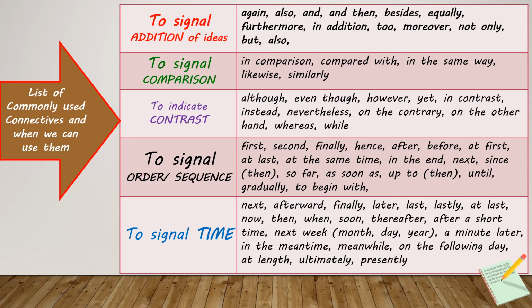To signal order or sequence, we have first, second, finally, hence, after, before, at first, at last, at the same time, in the end, next, since, or since then, so far, as soon as, up to, then, until, gradually, to begin with. And to signal time, we have next, afterward, finally, later, last, lastly, at last, now, then, when, soon, thereafter, after a short time, next week, or next month, or next day, or next year, a minute later, in the meantime, meanwhile, on the following day, and then, ultimately, present.